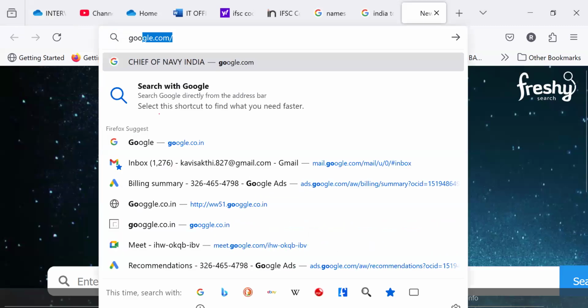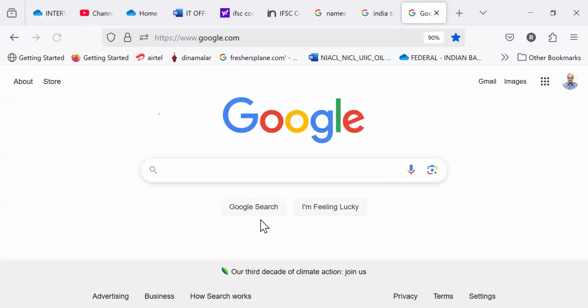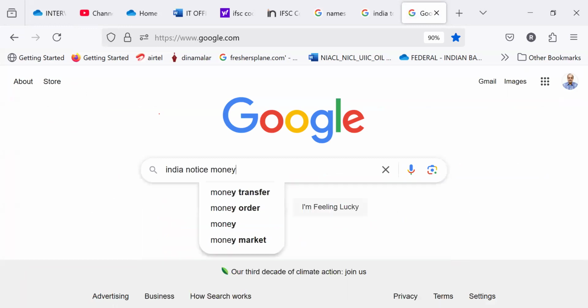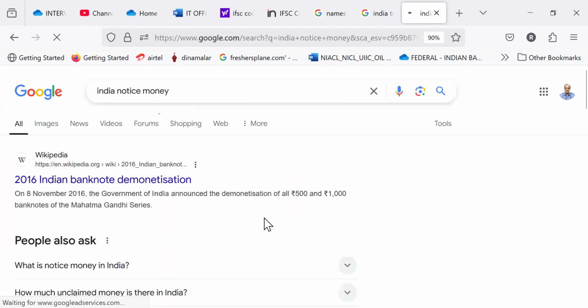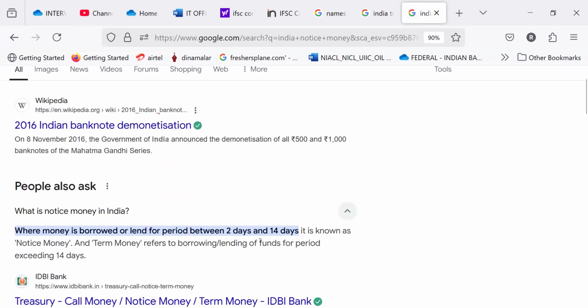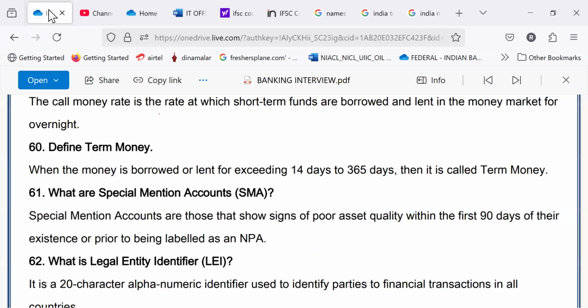One minute. Yes, sir. Sir, I Googled. I think it is for 2 to 14 days. Notice money. What is notice money in India? 2 days to 14 days. Where monies are borrowed for a period of 2 days to 14 days, they are known as notice money, but this is not very famous. And term money refers to a period exceeding 14 days. Correct. Continue.